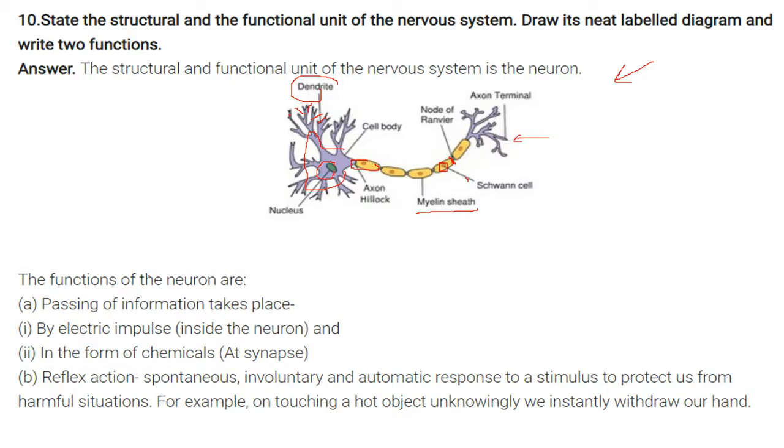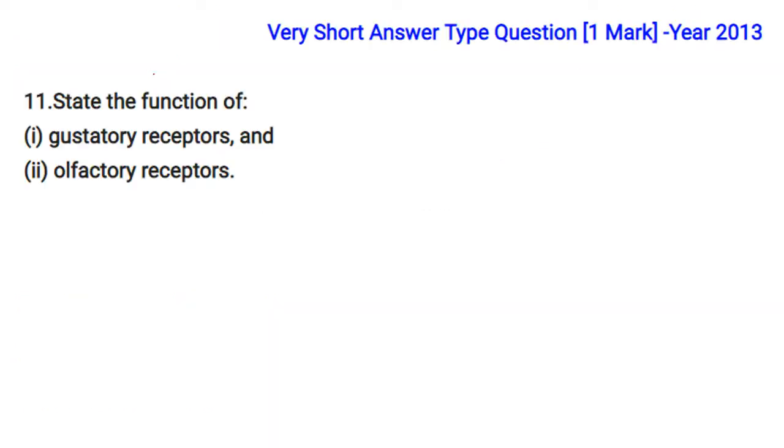The functions of a neuron are like this. First is passing information. The passing of information takes place by electric impulse inside the neuron, and in the form of chemicals at the synapse. The reflex action is a spontaneous, involuntary and automatic response to a stimulus to protect us from a harmful situation. For example, on touching a hot object unknowingly, we instantly withdraw our hand. This is the reflex action.